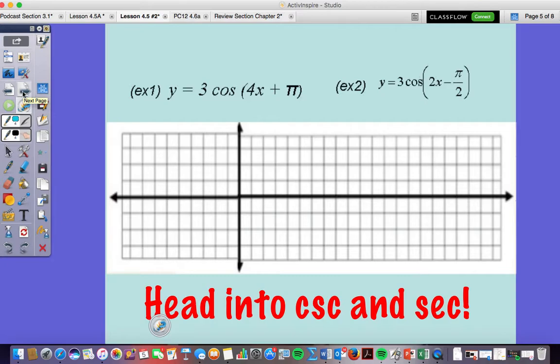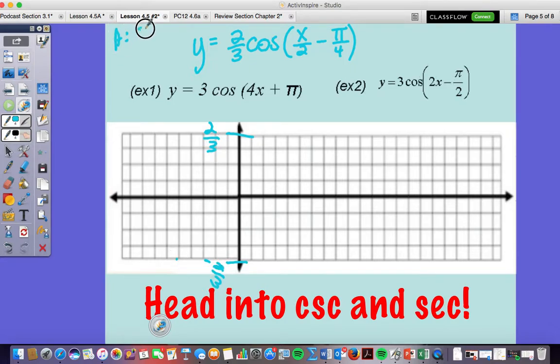What is it again? Graham, you want to give it to me? Y equals 2/3 cosine of x over 2 minus pi over 4. Really quick, what is A? 2 over 3. That makes no difference, right? Down 2 over 3. Good. And I put that over there for amplitude, 2/3.